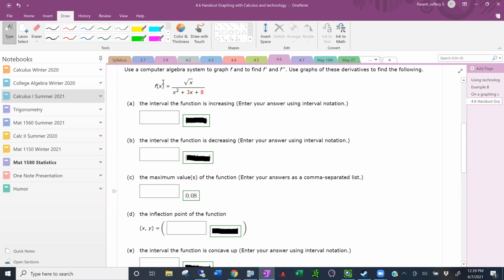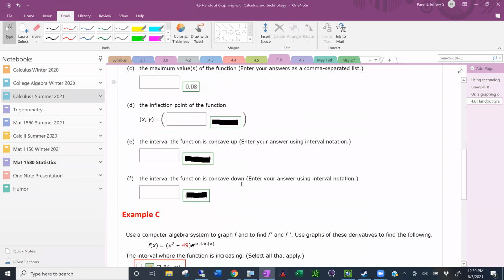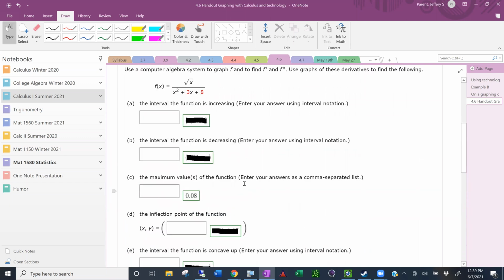Okay, use a computer algebra system to graph f and define f prime and f double prime. Use graphs of the derivatives to find the following: the intervals where it's increasing, intervals where it's decreasing, maximum, inflection points, interval where the function is concave up and concave down. Basically, all the questions we've been answering all along by doing the calculus and doing the algebra. Now we're going to kind of back things off a little bit.